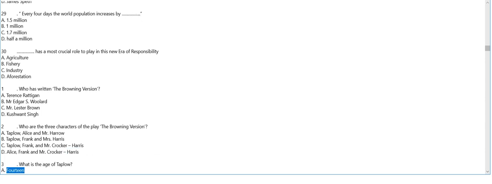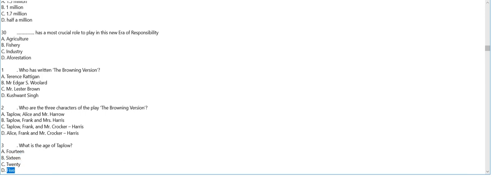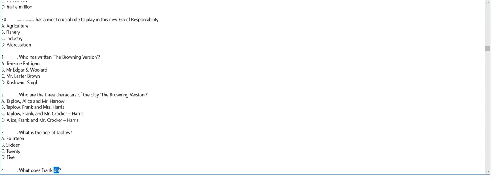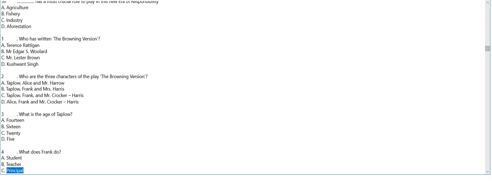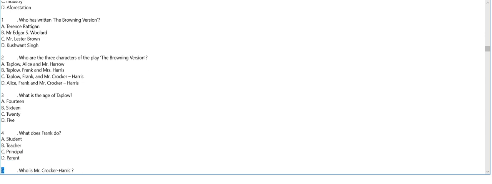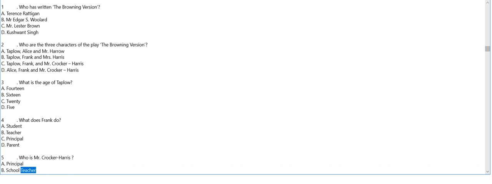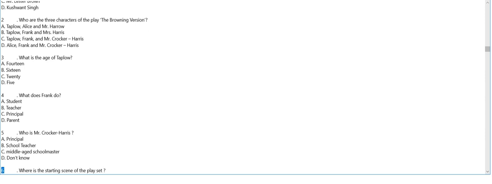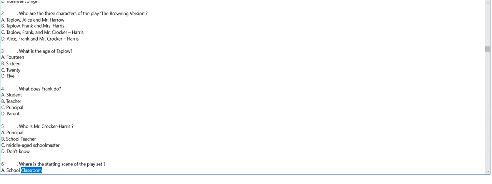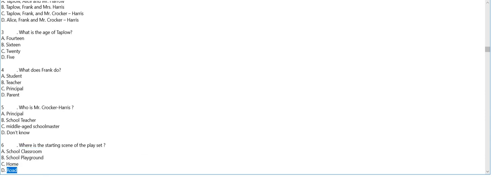3. What is the age of Taplow? A. 14. B. 16. C. 20. D. 5. 4. What does Frank do? A. Student. B. Teacher. C. Principal. D. Parent. 5. Who is Mr. Crocker-Harris? A. Principal. B. School teacher. C. Middle-aged schoolmaster. D. Don't know. 6. Where is the starting scene of the play set? A. School classroom. B. School playground. C. Home. D. Road. 7.